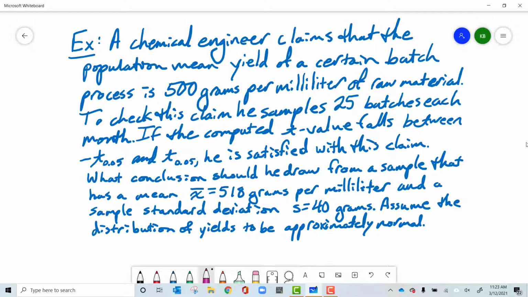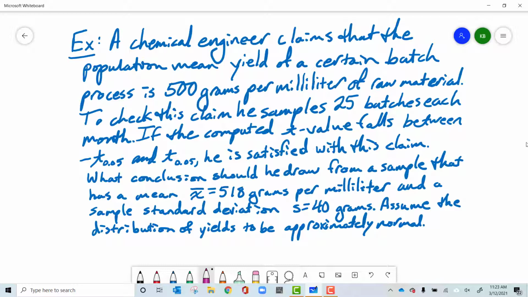So basically, we've got 90% of the area around the claimed 500. So 90% of the samples that we take of size 25 should fall within this range if the true mean is 500 grams. That's what he's checking. That's what he's looking for.